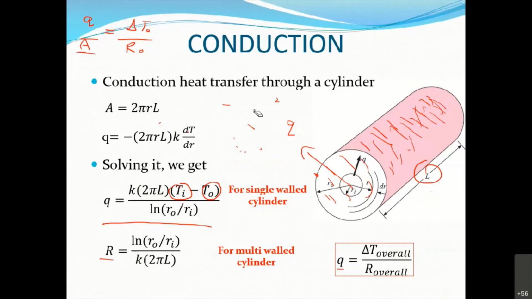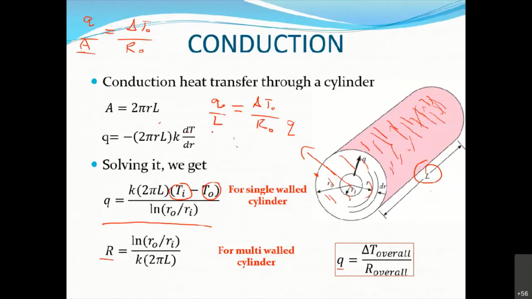So instead of having Q is equal to delta T overall over R overall, you can have Q over L is equal to delta T overall over R overall. So you must be able to differentiate and understand the question and know when to use this equation. Okay, it's either this equation or this equation.